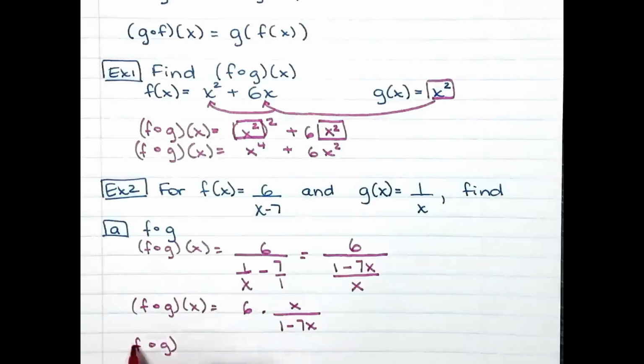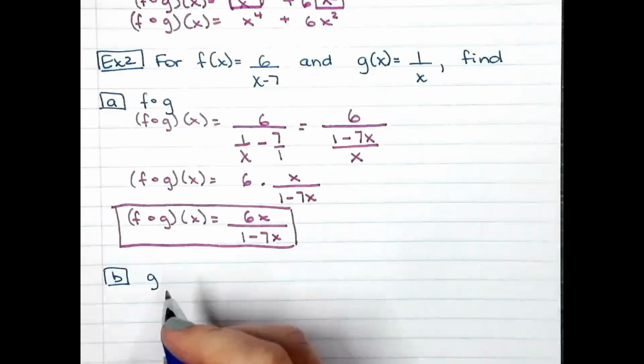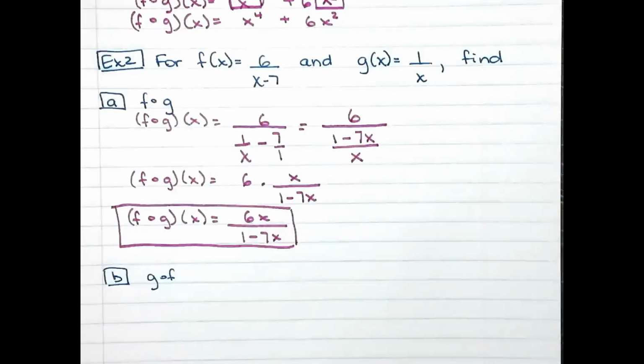F compose g of x is just 6x over 1 minus 7x. This is just the first part. We're going to have 4 parts to example 2. So for part B, I will find g, you can't see, just kidding. g compose f, not golf.